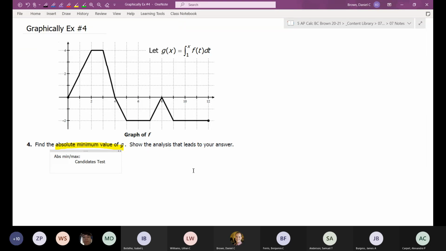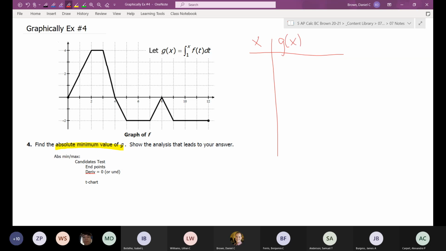What goes on our candidates test? Remember, we have 2 things. We have to have the endpoints, and then we also will have places where the derivative is equal to 0, or where the derivative is undefined, which is not really going to happen too many places for these integral defined functions. And remember that when you do a candidates test, it is just a t-chart. So you're going to have 2 columns, one with the x's and then the other one with the y's. So I'm going to go ahead and create my candidates test. We have x and g of x.